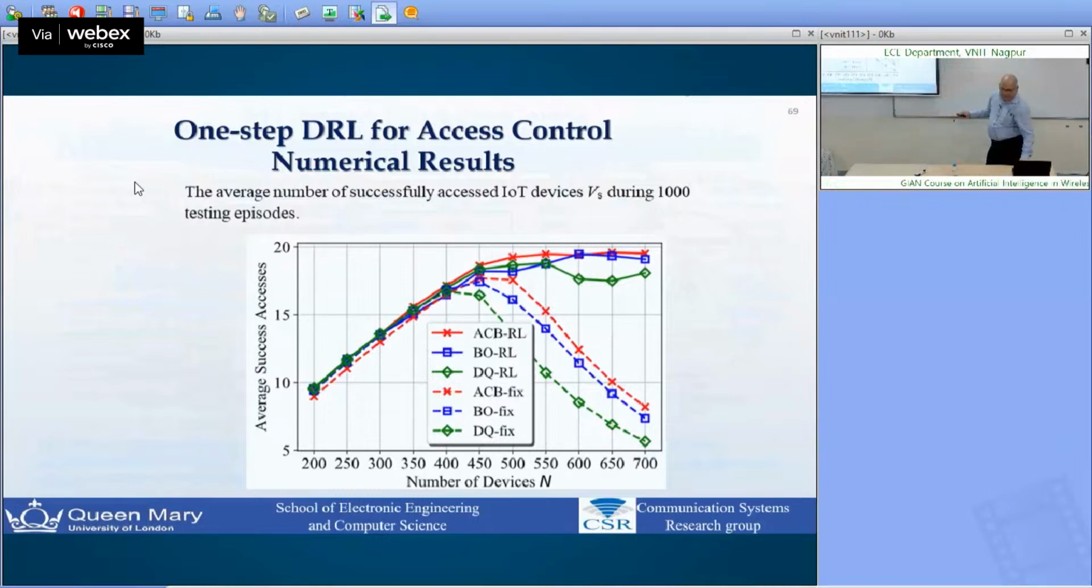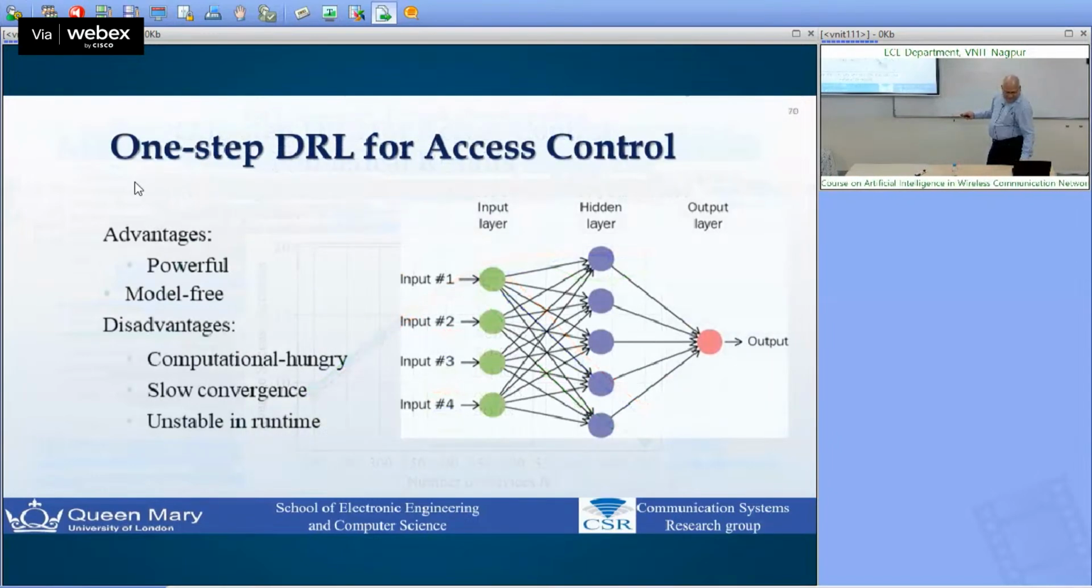The second part is understood. Yeah. So now the question is, if you have a reinforcement learning agent, the problem is the slow convergence. Sometimes it may be unstable. The reinforcement learning agent may not converge. So that is the problem here. That is a disadvantage here.